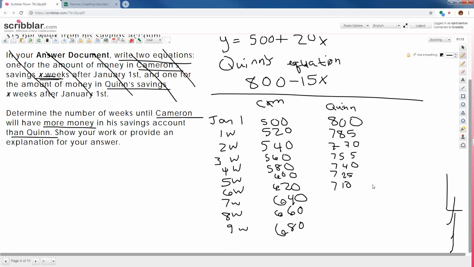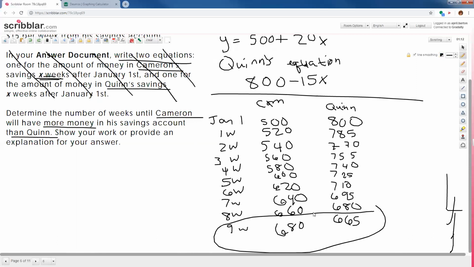So I did a couple more weeks. Now I'm going to try Quinn. Let's see, 710 minus 10 is 700, minus 5 more is 695. 695 minus 15 is 680. 680 minus 15 is 665. So here's that moment. This is the very first week that Cameron has more money than Quinn. Week 9. Week 9, yep.